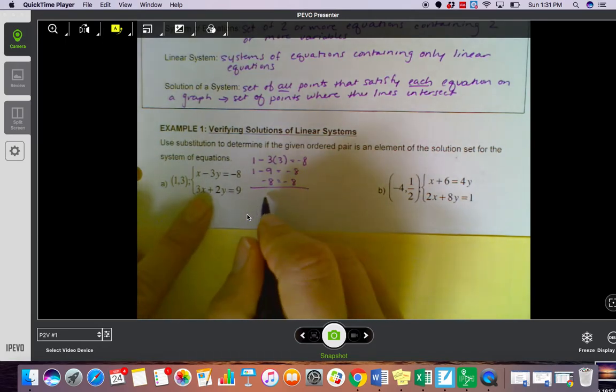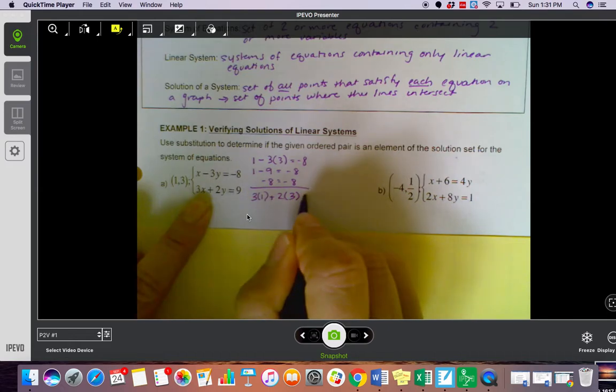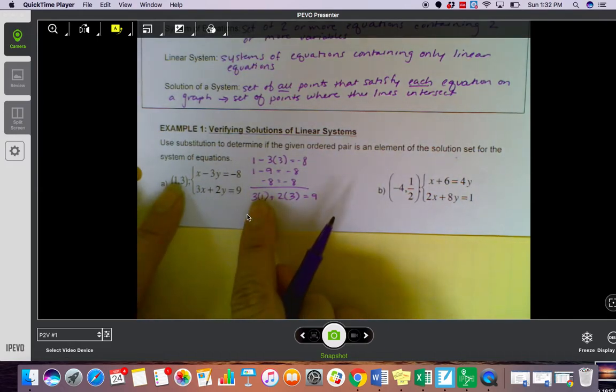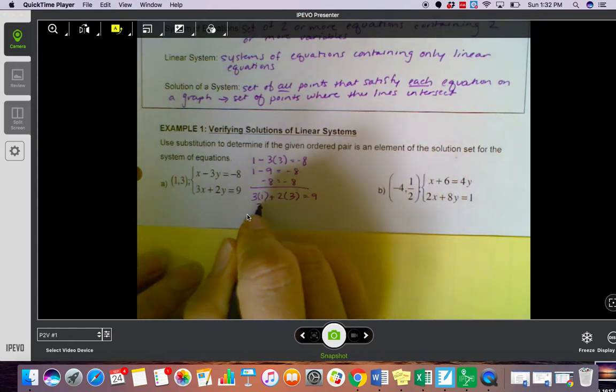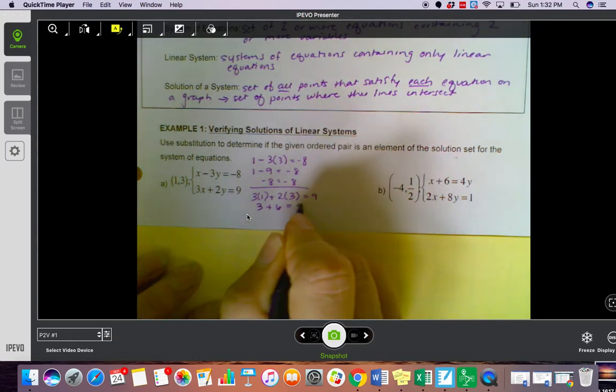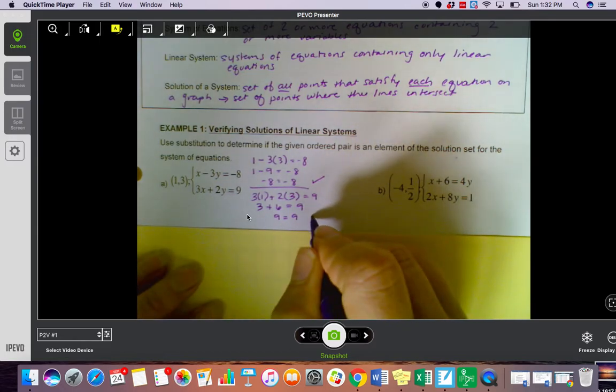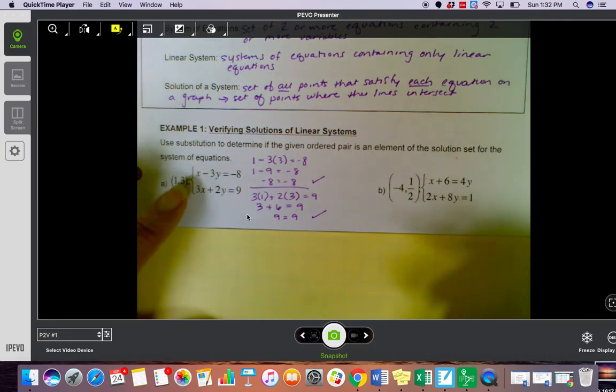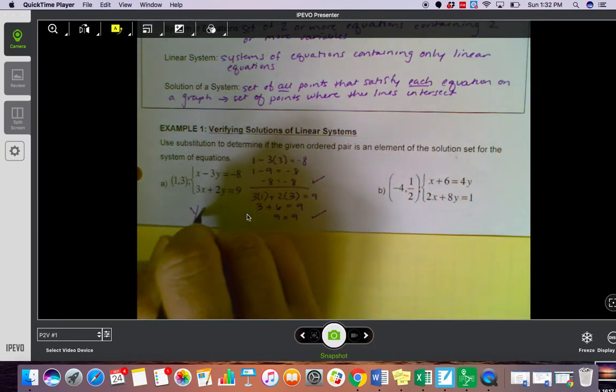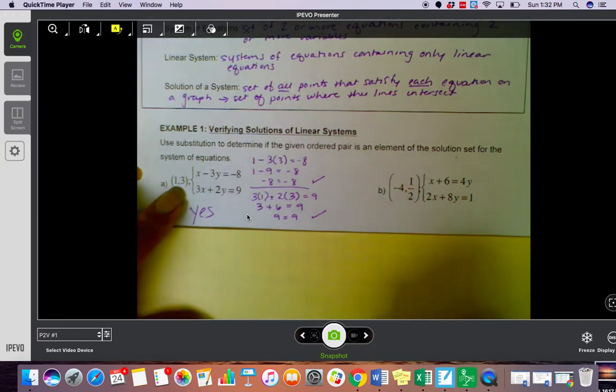So I have to put 1 in here. 3 times 1 plus 2 times 3 equals 9. I put the 1 in for x and 3 in for y. And then I have 3 plus 6 equals 9, which 3 plus 6 is 9. So since this is true and this is true, then yes, this is a system. Or this is a solution for both of these equations.